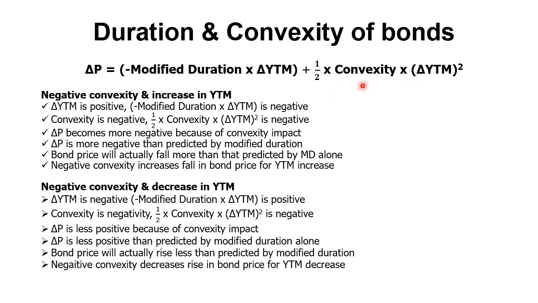This is because the square of any number is positive. Therefore, delta YTM square will always be positive. If delta YTM is positive, the convexity impact will be negative for negative convexity.